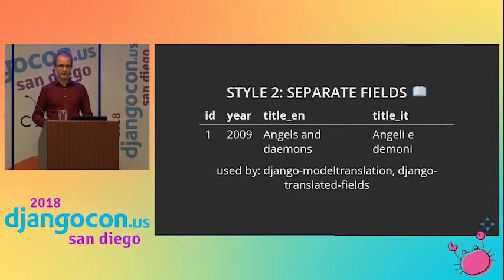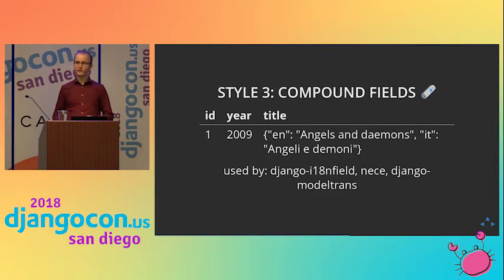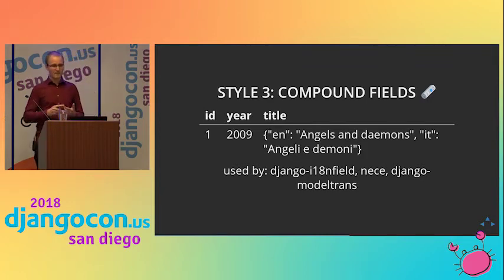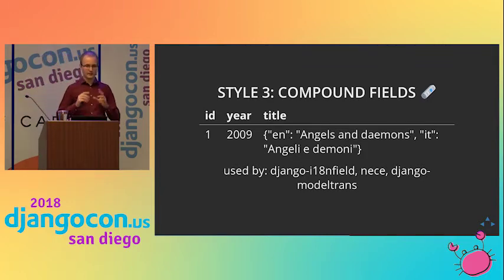And the third style that we see, used in Django I18N field, django-nece, and django-modeltrans, is to use a JSON-like field. This is less clean in terms of database normalization, but we don't need to do any joins. We don't need to do any changes to our schema when we add languages, and it's all contained in one field as we had it before.